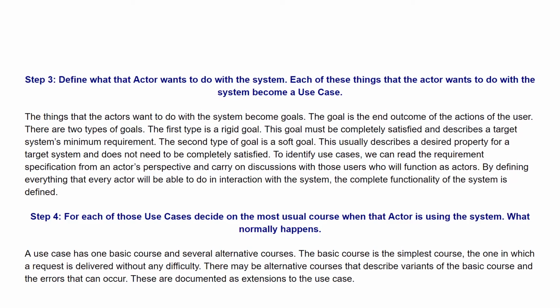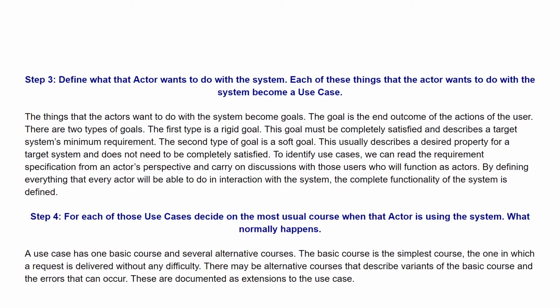There are two types of goals. The first type is a rigid goal. This goal must be completely satisfied and describes the target system's minimum requirement. The second type of goal is a soft goal. This usually describes a desired property for a system target and does not need to be completely satisfied.